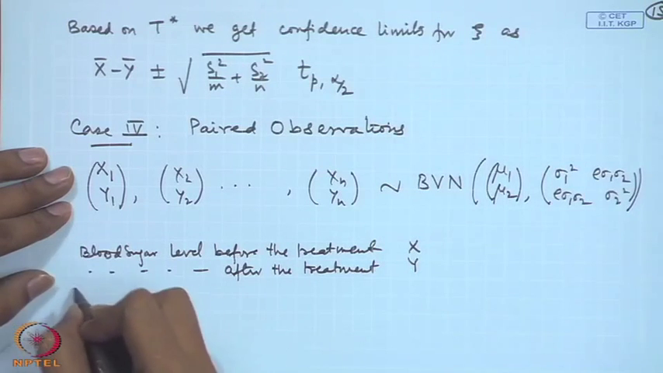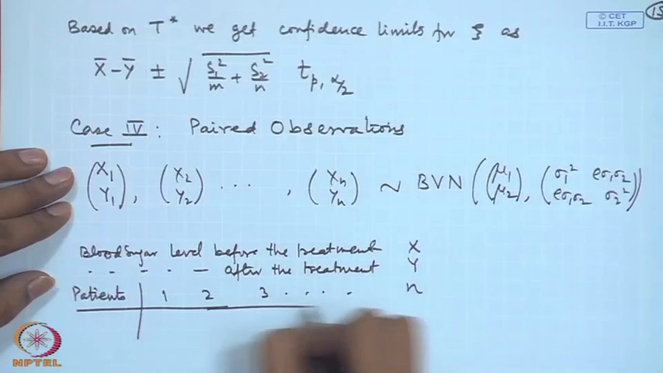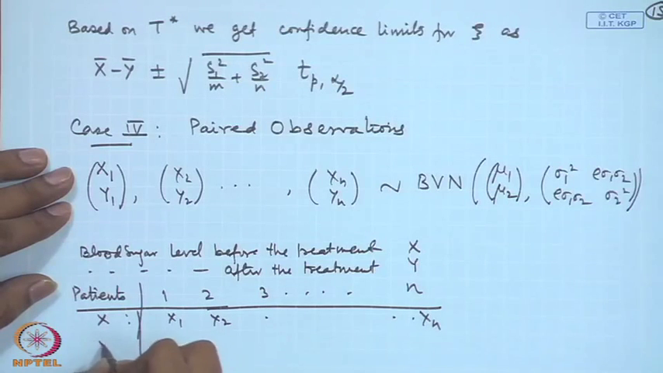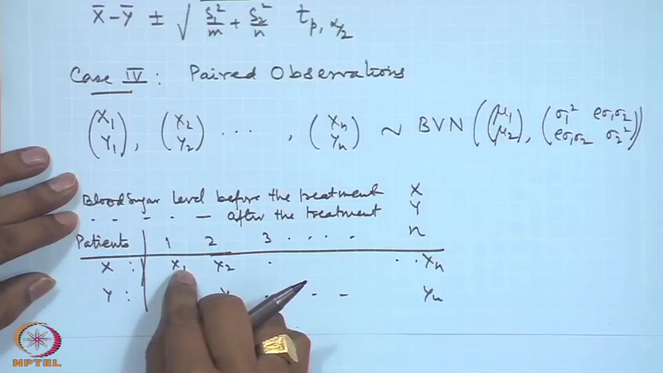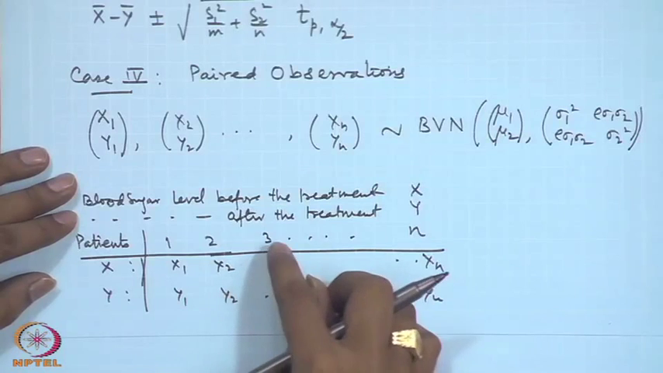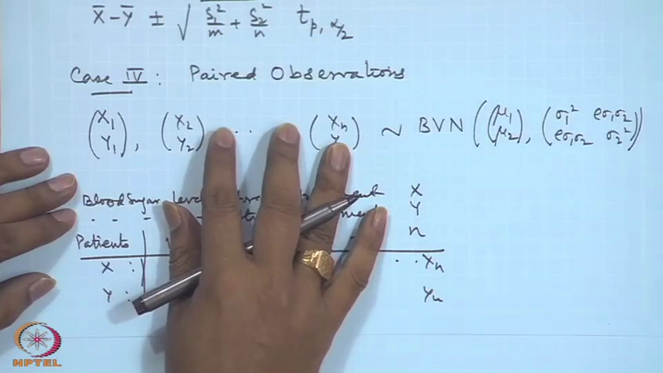So, the data will be on patients 1, 2, 3 up to n, and here the x values will be x 1, x 2 and so on, x n, and the y values will be y 1, y 2, y n. Naturally, this data cannot be considered to be independent. That means the value y 1 will certainly be related to x 1, because depending upon the structure of the patient, the effect on him will be different than the effect on patient number 2 or patient number 3 and so on. So, this is the case of paired observations. Now, in this case, the methodology that we described till now will not be applicable, because in all of those developments, I have assumed independence.